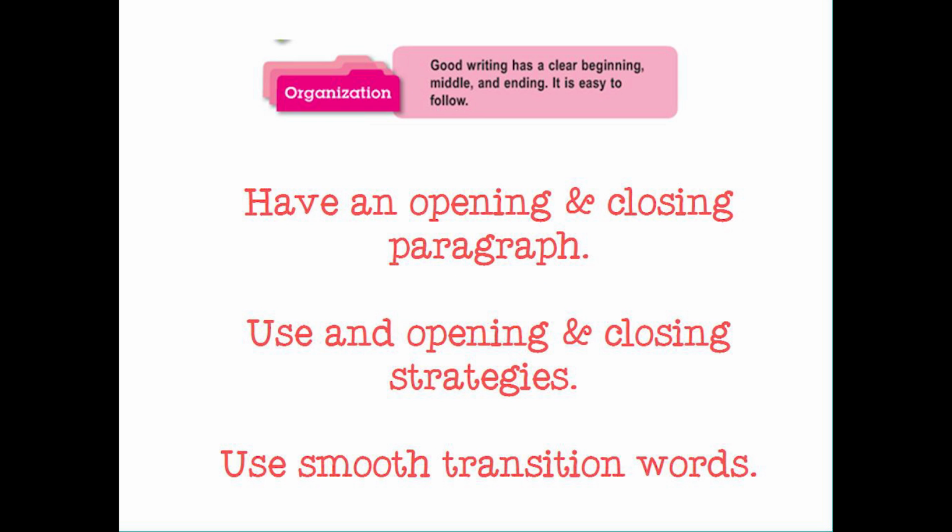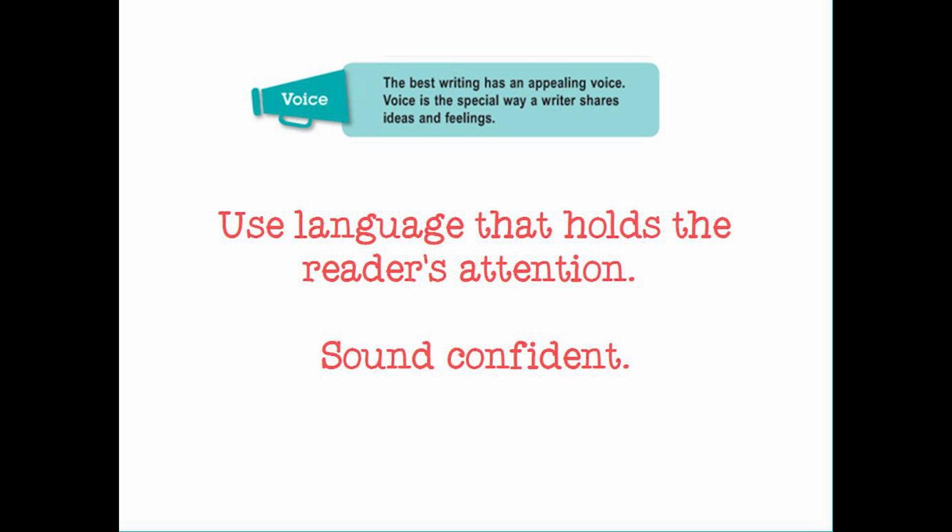Our next trait is organization, and organization is essential for clear communication. You need to have a strong opening and closing paragraph. In 3rd grade, you probably had an opening sentence or statement and a closing sentence or statement, but now we're going to build those into complete paragraphs using an opening and closing strategy that's genre specific. So there'll be specific openings for narratives and specific openings for expository pieces of writing. You need to also keep in mind transition words because they're what connect your ideas together. Not only do you need to connect the paragraphs of your piece of writing together, you need to connect the sentences within the paragraph.